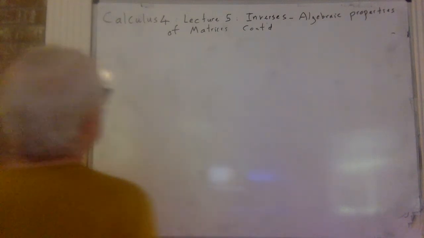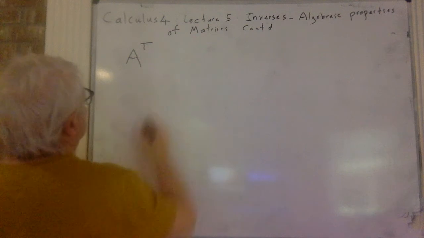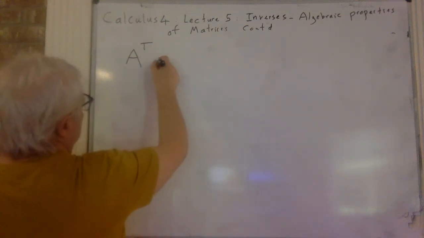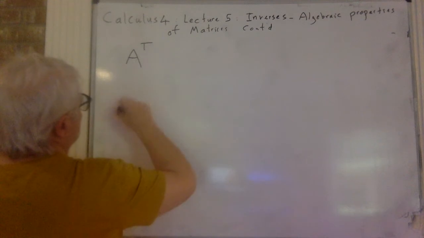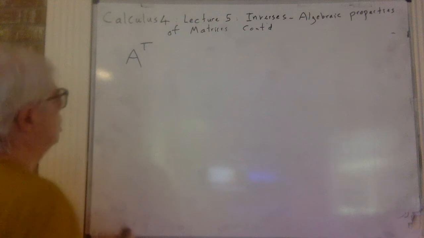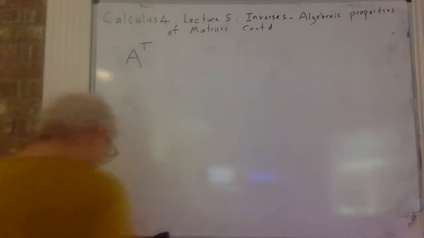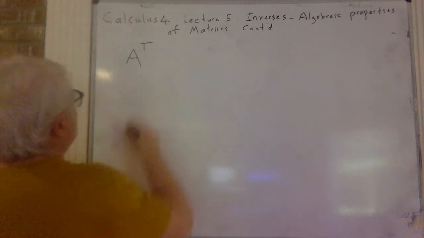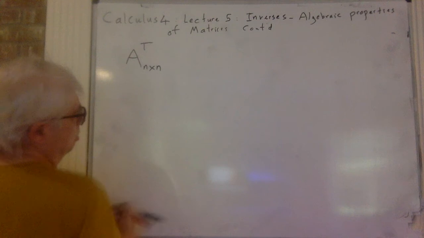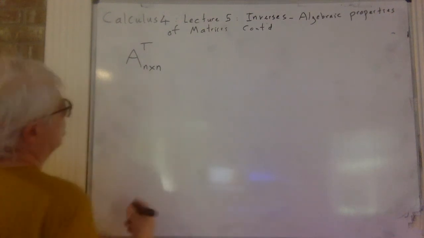Let's go to the transpose of a matrix, A transpose. Remember, A transpose: if A was A_ij, then A transpose was A_ji. So if A is m by n, A transpose is n by m. Now, what happens if we transpose an n by n matrix? It's n by n again. So the transpose of n by n is n by n.